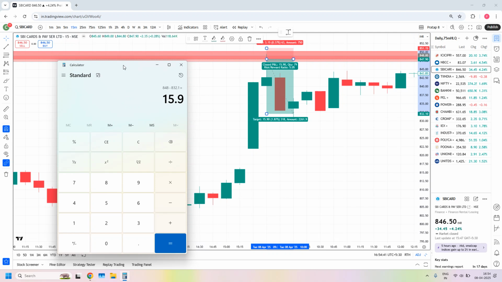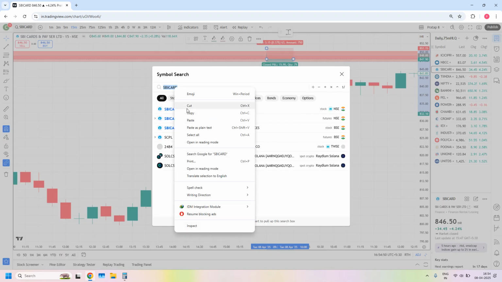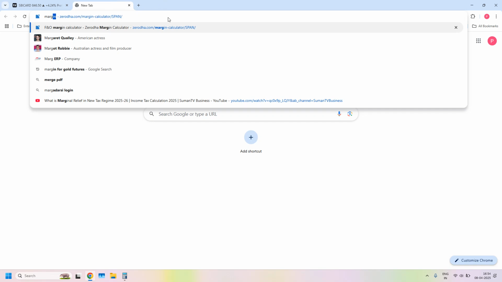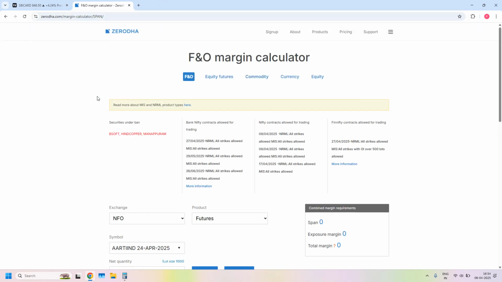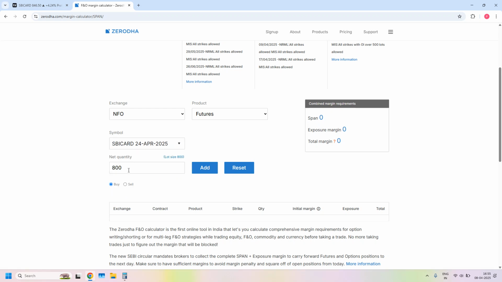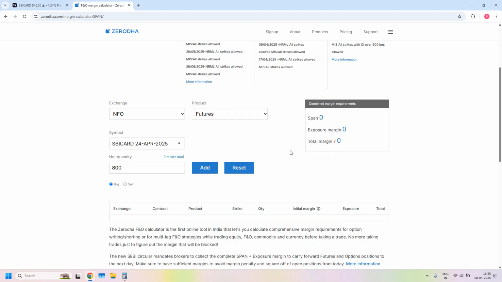But if you would have gone for a short in futures, what could be your profit? That we will calculate. So this is SBI Card, right? Let me copy. Let me open the Zerodha horizon calculator. Our stock is SBI Card. Taking April futures, I am selecting. 800 is the net quantity. So 15.9 into 800, that is the lot size. You would have got 12,720 rupees profit within one day itself.